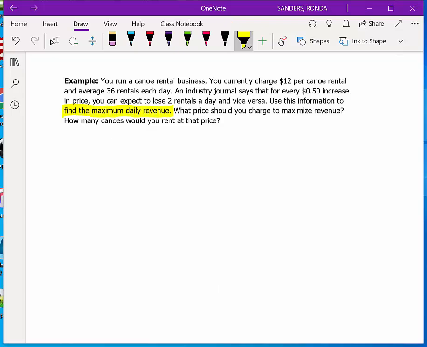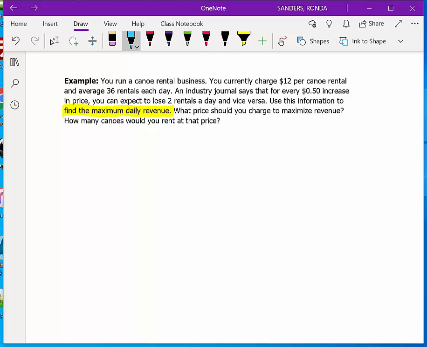What price should you charge to maximize revenue? How many canoes would you rent at that price? For this example, we could use the information given to find a linear demand equation and then solve the problem similarly to the last problem we did. I am going to approach this problem slightly differently.